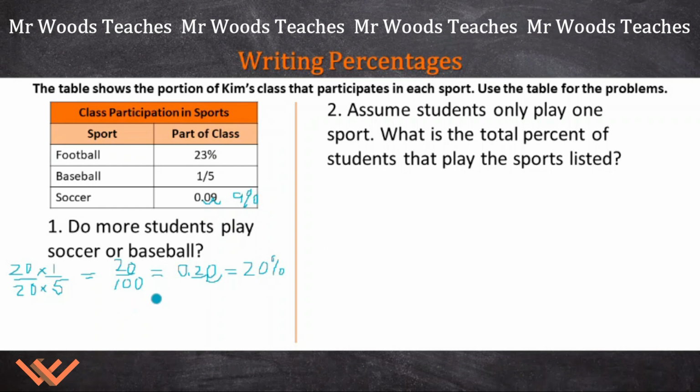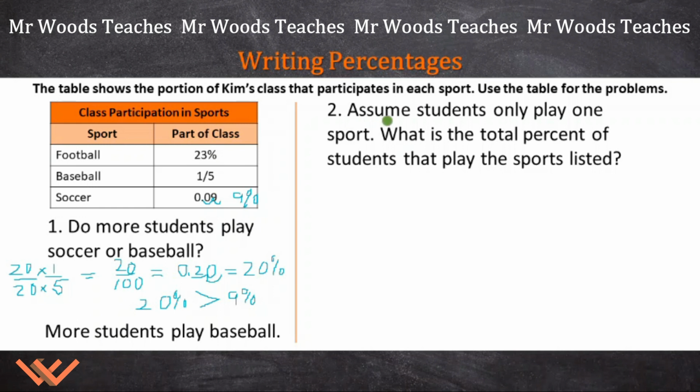Let's look at this as an inequality. So we have baseball at 20%, and we have soccer at 9%. Which is greater? So 20% is greater than 9%, so I'm going to give my inequality sign there. So 20% is greater than 9%, so therefore more students play baseball than soccer, and we have to write that out. There we go. So more students play baseball, period. That's all you needed to do to answer the question.